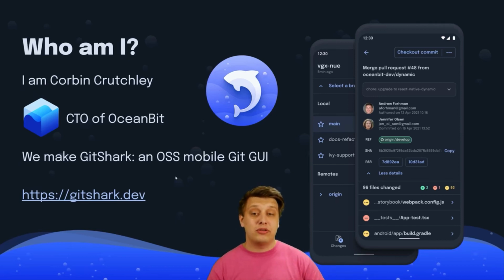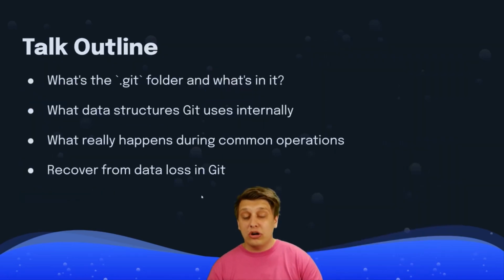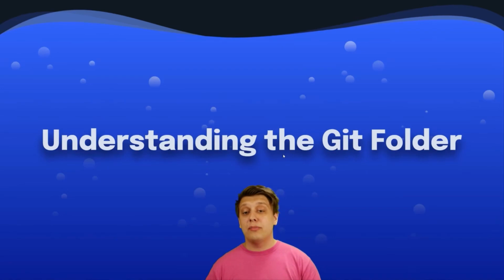So today in our talk, we're going to be talking about what the Git folder is and how it's utilized internally in Git, what data structures are used, what really happens in Git during common operations, and how to recover from specific data loss that may occur within your repositories. Let's go ahead and start by trying to understand the Git folder a little bit.